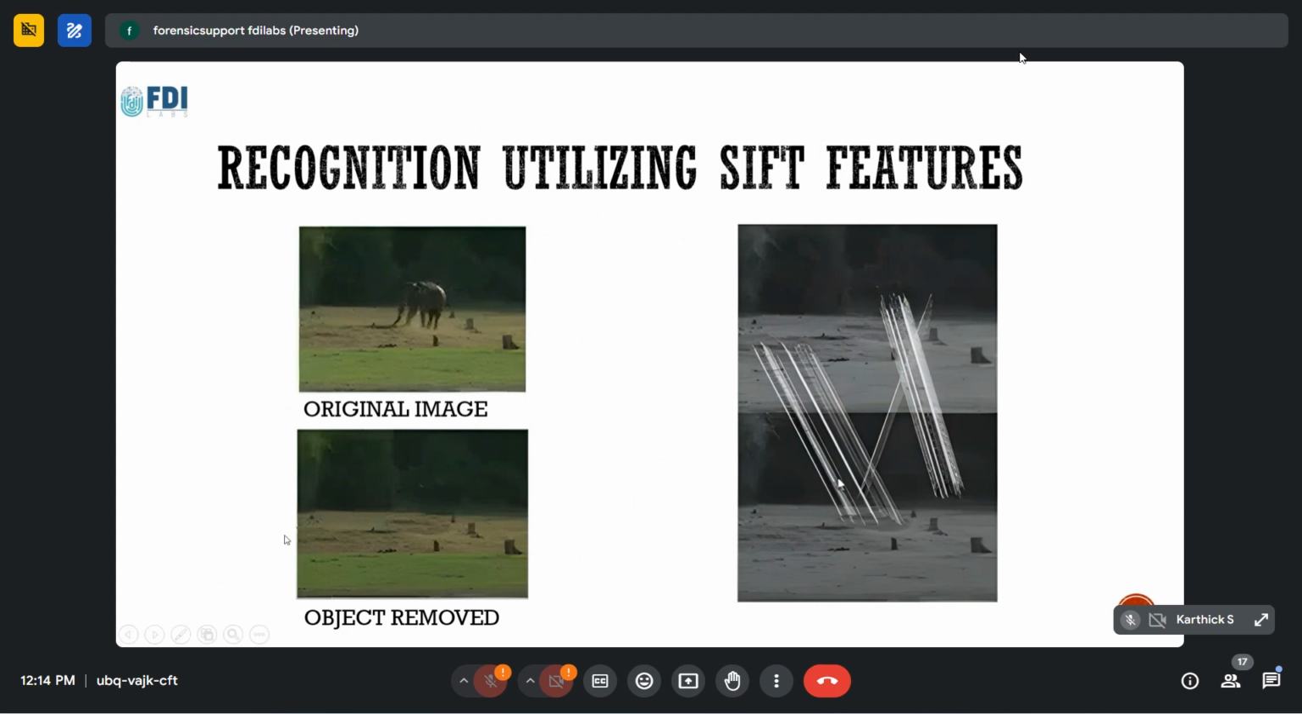We can see the original image and we can see that the object is removed. And using the SIFT method, we can see how the alteration, the cloning method is taking place, and the copy move manipulation is taking place. So you can see the matching between the pasted portion and the copied portion. So here, this is how the cloning operation or the duplicate region can be identified.